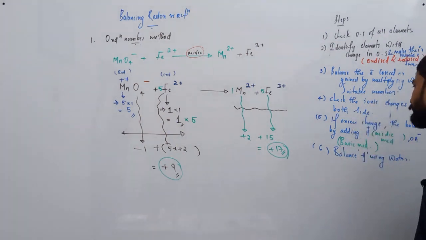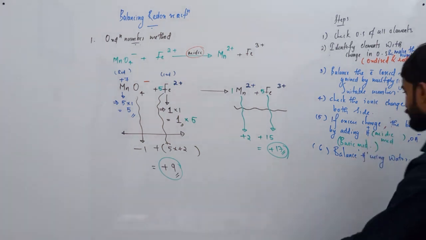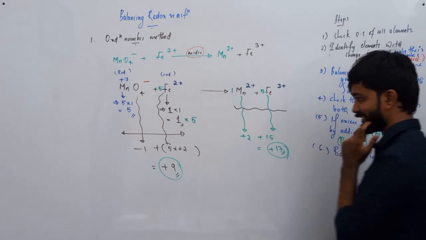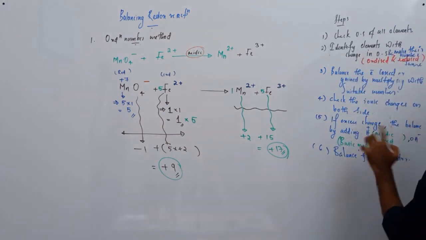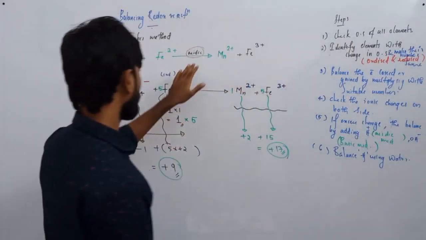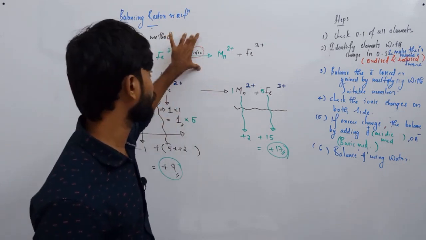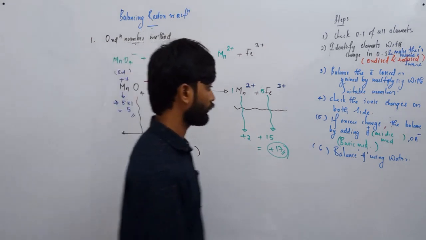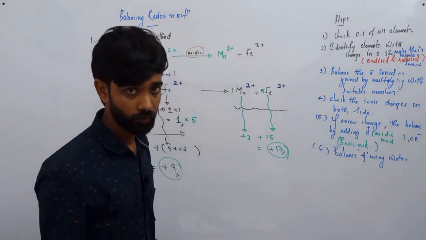What about the fifth step? If there is any excess charge, yes, here is the excess charge. How much? Here we have 8 positive charge excess. If excess charge is there, then balance by adding H plus or OH minus. That is based on medium. What medium is provided for us? The medium which is provided for us is acidic. So you can add H plus to the proper side.